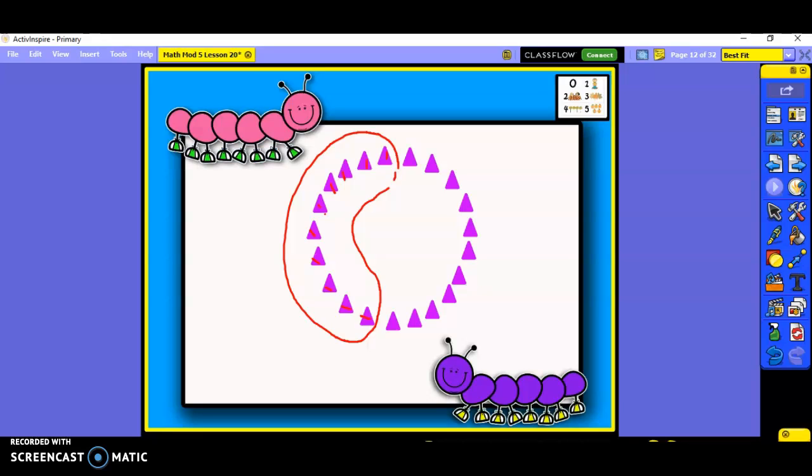Let's see how many more we have. 1, 2, 3, 4, 5, 6, 7, 8, 9, 10. Look at that! Miss Nakian has another 10. This time we have 2 10s. Yes, and a 1. Look at that.